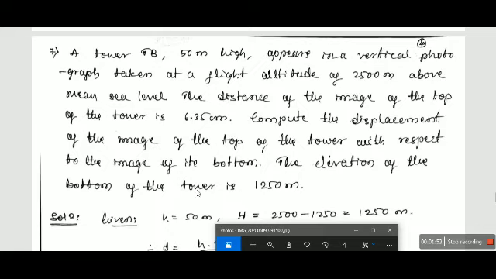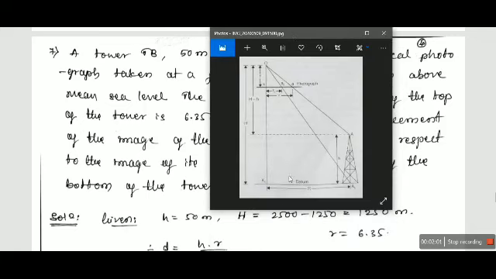The elevation of the bottom of the tower is 1250 meters. Just observe here. It means the datum considered in this figure is below the bottom of the tower. So the height between this datum and the bottom of the tower is 1250 meters. Clear? Then this is capital H, from the datum.